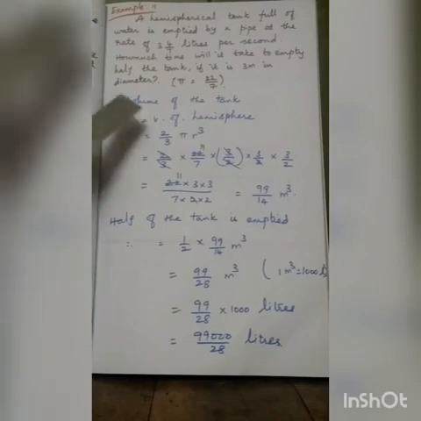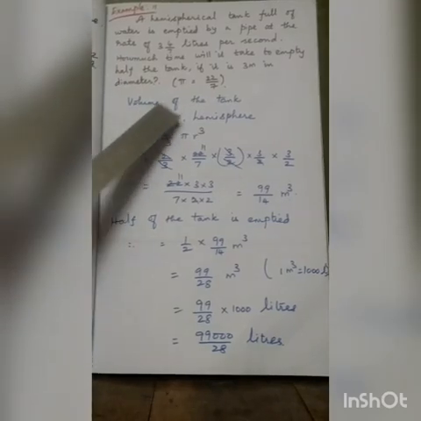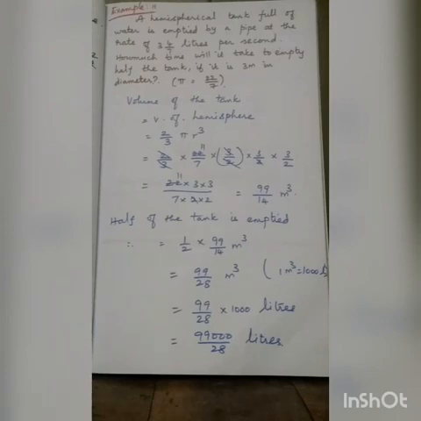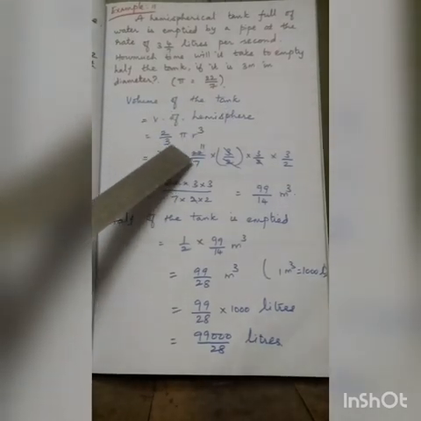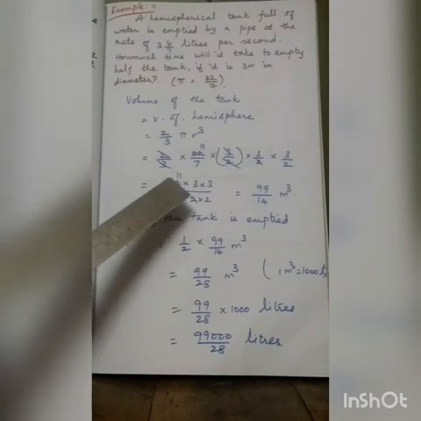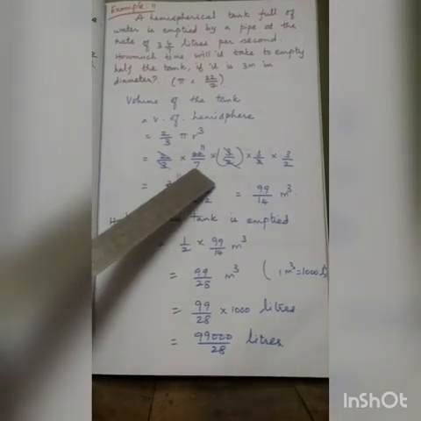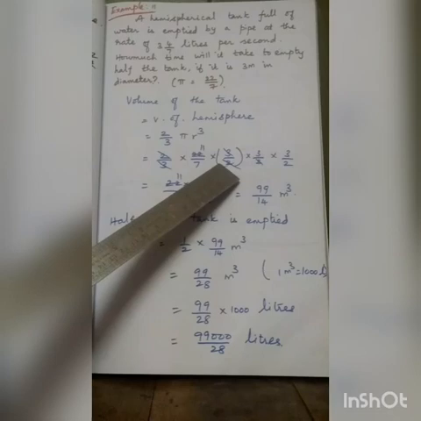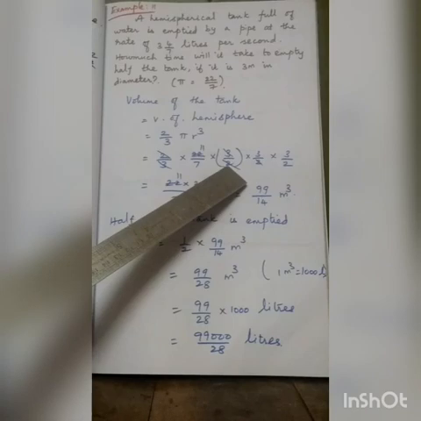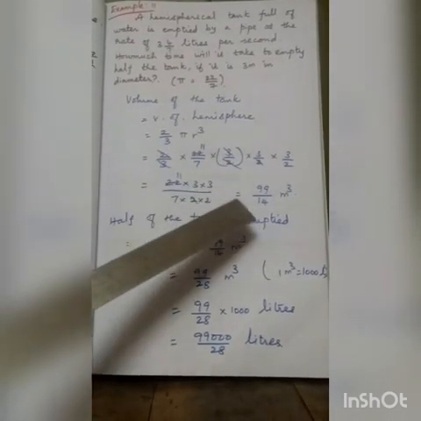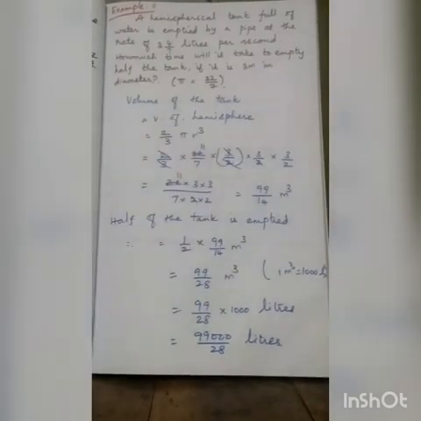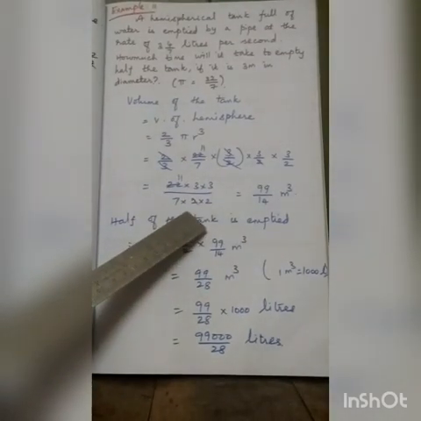Clear, students? So, we find the volume of the tank. The volume of the tank is equal to the volume of a hemisphere. The tank is in a hemispherical shape. Volume of the tank equal to 2 by 3 pi r cube. Okay, this is the formula. So 2 by 3 into pi value 22 by 7, where r is 3 by 2, into 3 by 2 into 3 by 2. You have to cut this, you get 99 by 14 meter cube. So this is the volume of the tank.